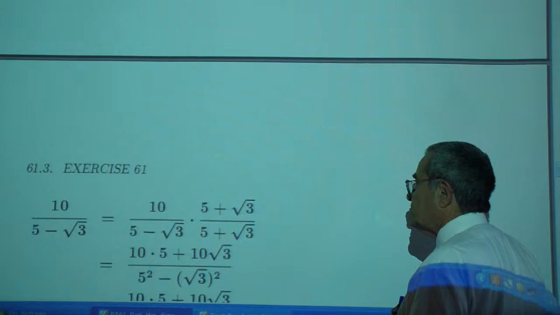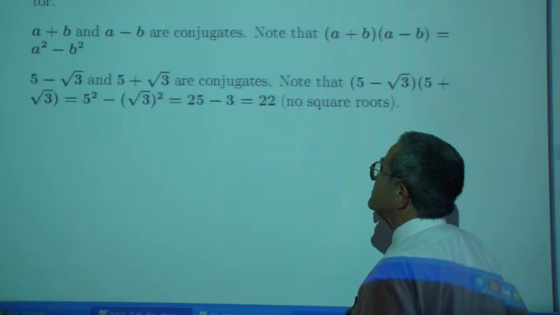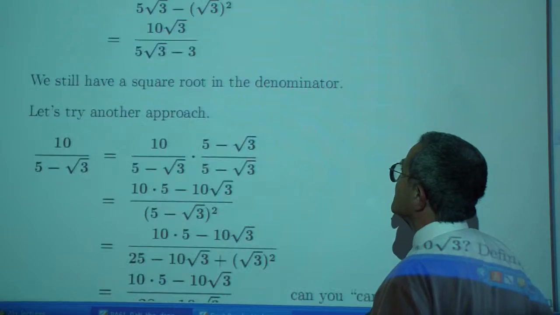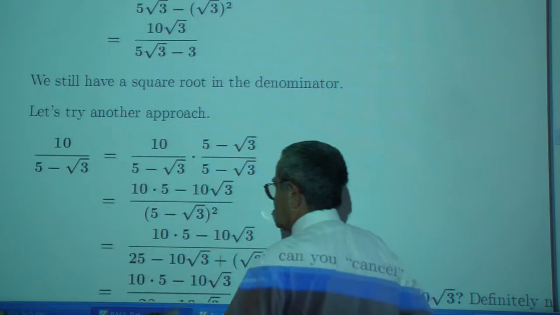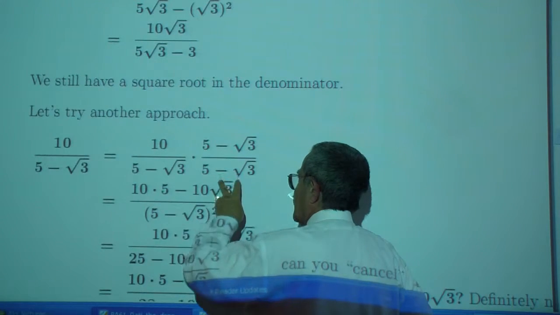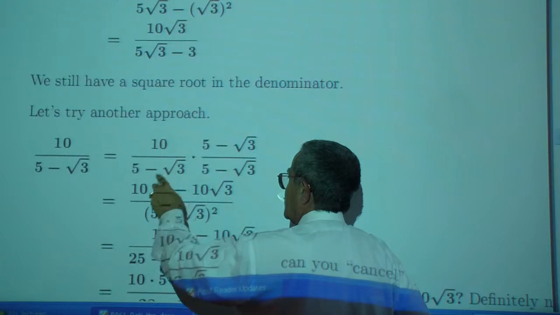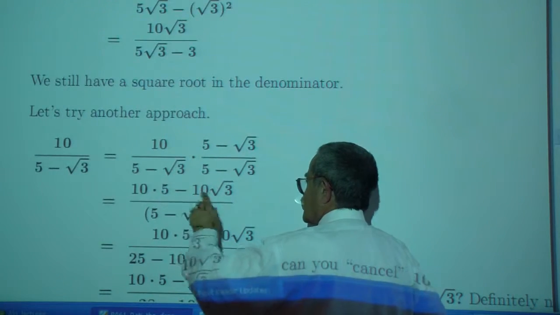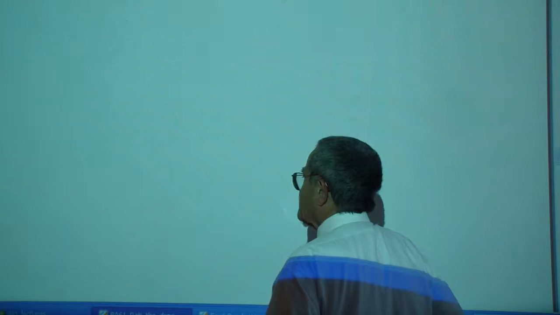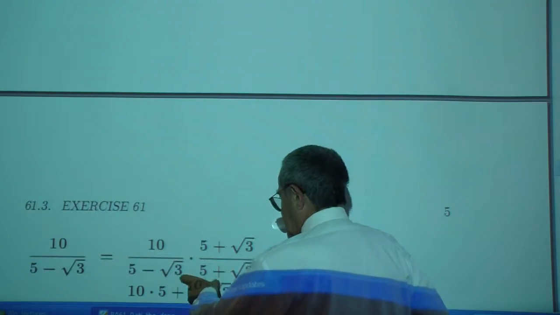So it seems to me this is not what I wanted to do. Maybe that's in the next portion. Anyway, I wanted to multiply by 5 plus square root of 3. The denominator would have been 5 squared minus 3. 25 minus 3 with a plus in the numerator. Okay. So here, I guess I'm doing it correctly.